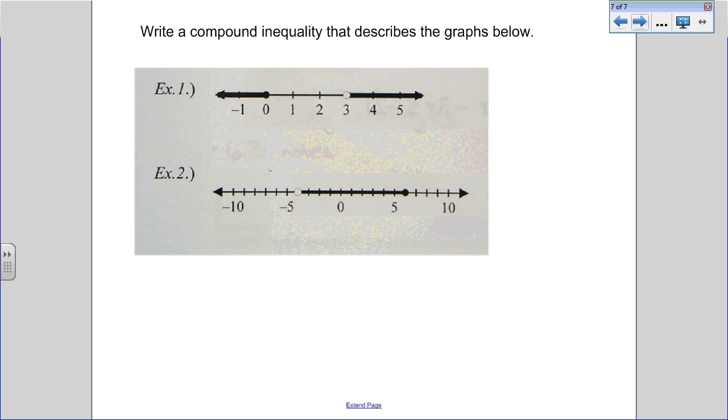All right. Ladies and gentlemen, now you're going to write compound inequalities for me. How does this sound? Terrible. Great. That's what I was hoping for. All right. Can we at least tell which one's an and which one's an or?